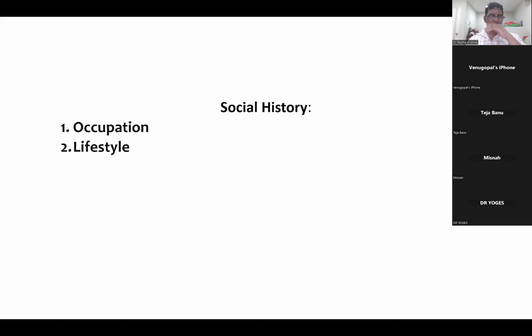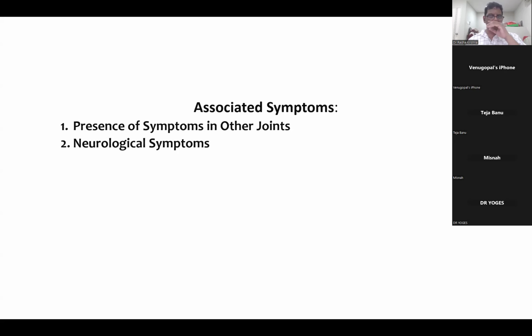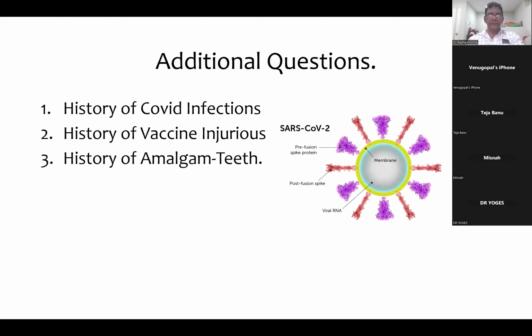Their social life, okay, social, occupational, lifestyle. Some of them may be playing badminton, or tennis, or some of them are swimmers. So we take a careful history of their social history. Then associated symptoms. Is it only the shoulder, or are they having knee pain or associated knee pain, or are they having any neurological symptoms, or are they having fleeting joint pains? It is very important because that gives us a clue of the underlying causative factors.